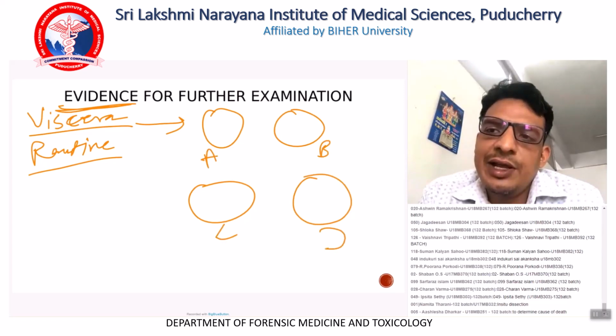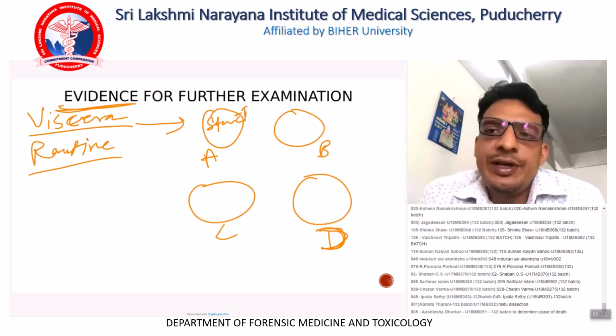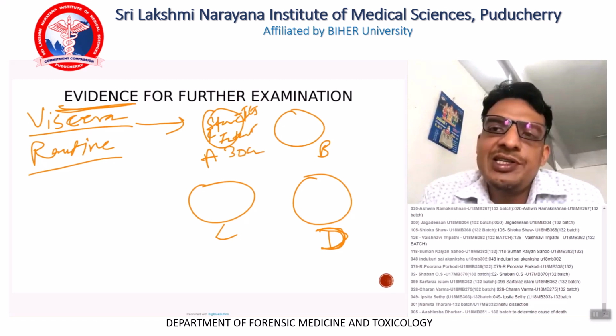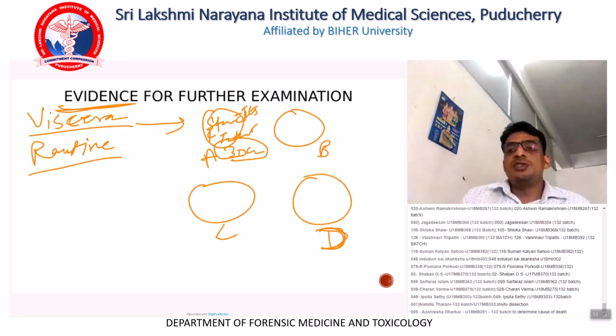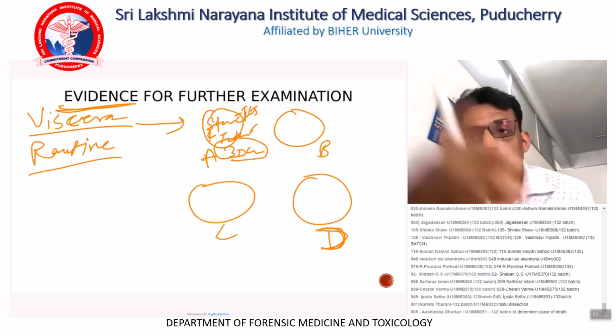Box A: stomach with its content, and intestine with its content. At least 30 centimeter of intestine should be taken. Always go with proximal intestine. Stomach with its content and proximal intestine, 30 centimeter, with its content.